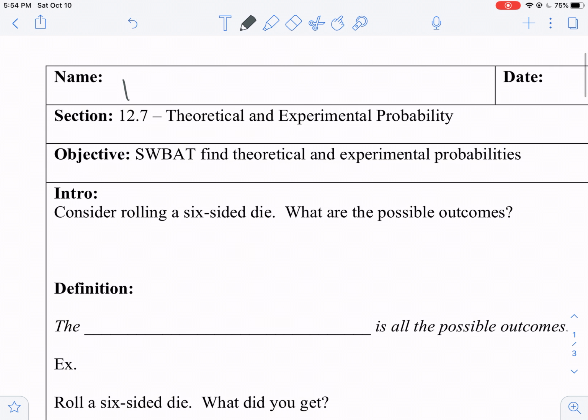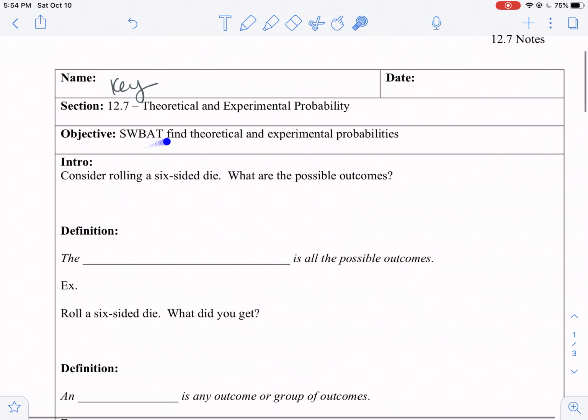Hey guys, welcome to your 12.7 notes on theoretical and experimental probability. By the end of the day, you'll be able to find theoretical and experimental probabilities. So let's get started right away.